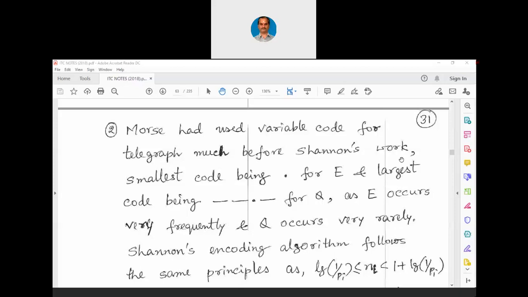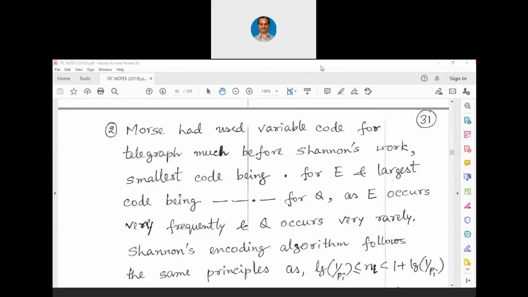So a telegraph operator will simply press the bar for a short duration; that's the transmission of a dot. And for a Q, he has to press the bar for a longer duration: short, short, long, long. This is the sequence which he used for representing Q in telegraphy. So, not just thanking Shannon, we should also appreciate Samuel Morse.